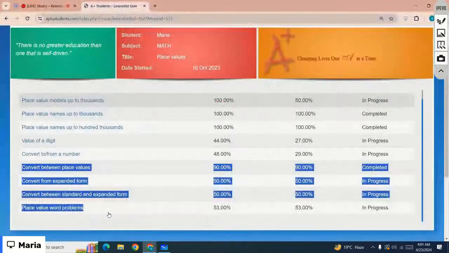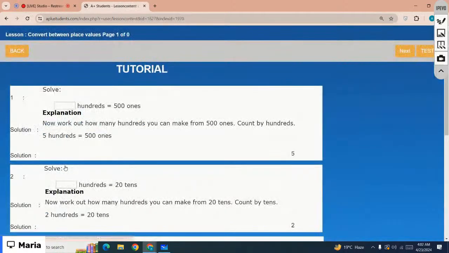So here I'm on grade 3 math. The chapter we are on is place values. Let's just start with the first lesson, that is convert between place values. Okay, so the first example is how many hundreds equal 500 ones, right?